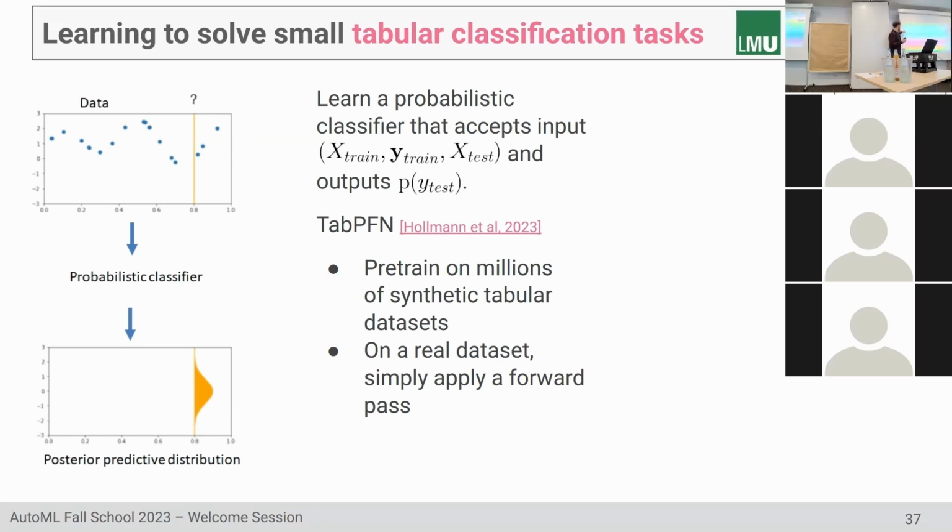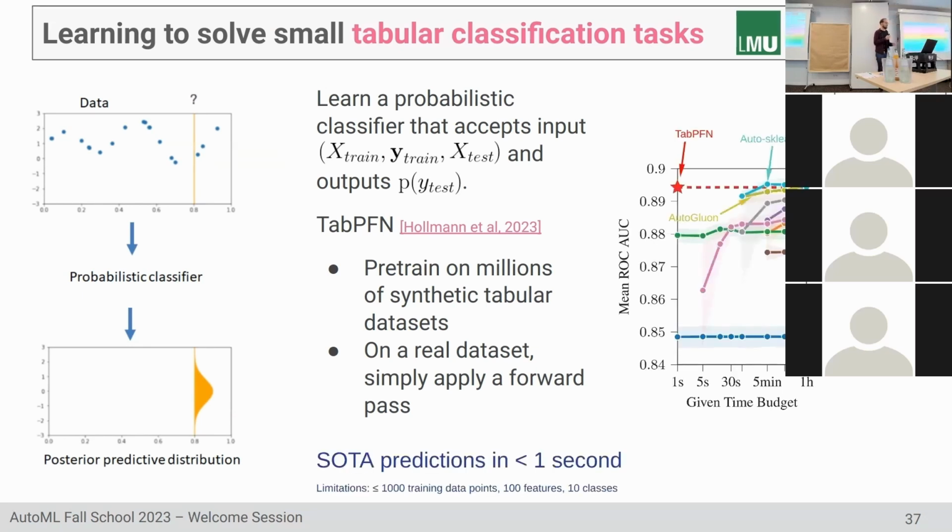Basically, this looks like this. You have all these input points, and then at this point, we want to get the probability distribution. Sometimes this is also called in-context learning. Basically, this is a pretty standard transformer architecture, pre-trained on millions of synthetic tabular datasets. And then if you encounter a real world task, you could just do one forward pass in order to get this probability distribution.